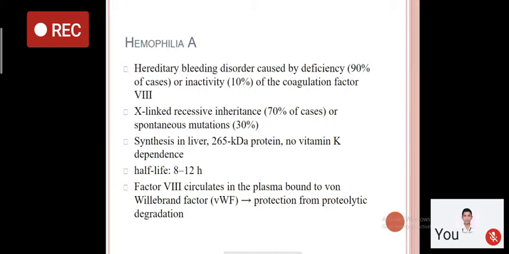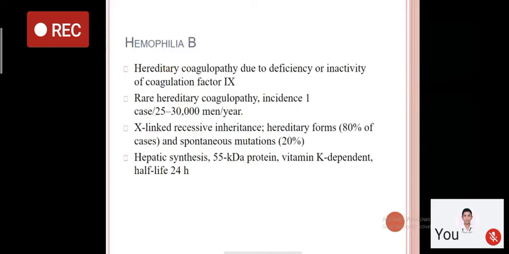And that's why the extrinsic factor 8 concentrates need to be given either twice a day or maybe more frequently if there are chances of formation of inhibitors. Then it circulates in the plasma bound to von Willebrand factor and it protects it from proteolytic degradation. This we have already discussed.